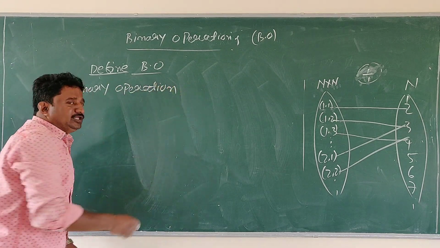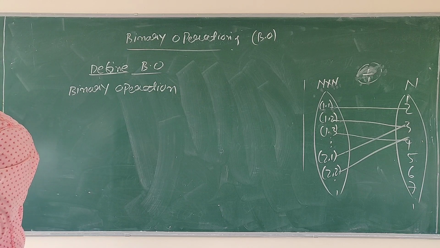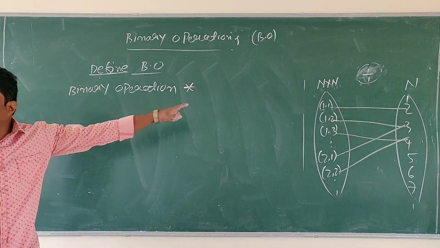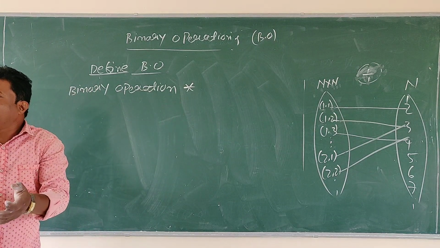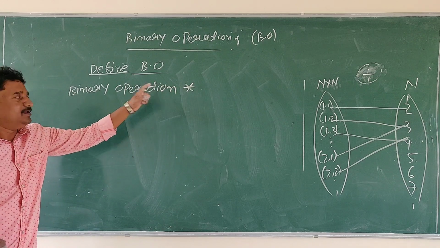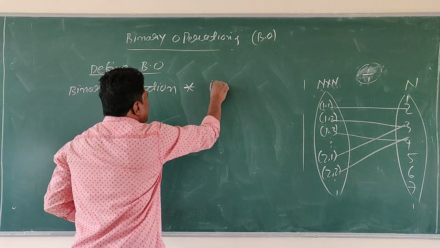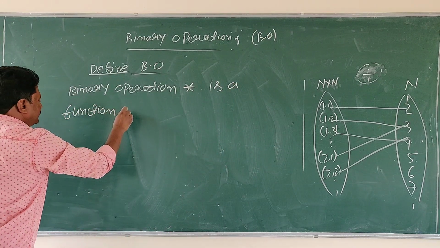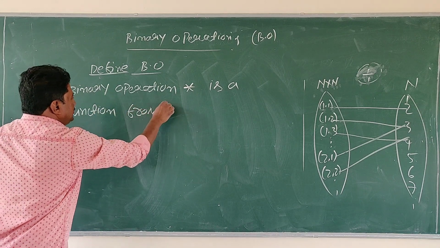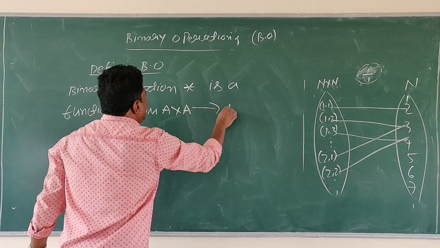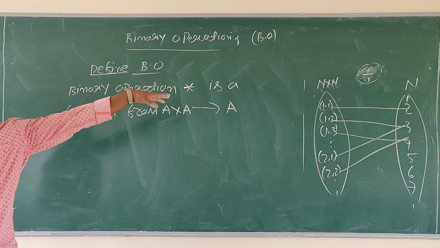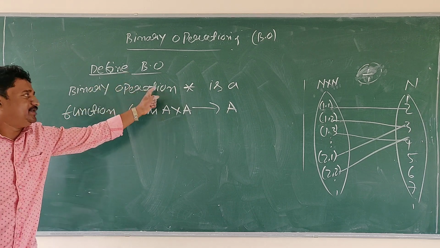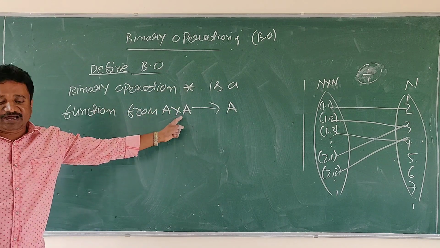Instead of taking plus, minus, into, divided by, I take a general operation. The general operation has star. Instead of plus, minus, into, divided by, here I am taking star. Binary operation star is a function from A cross A to A. In the place of N, I am taking a general set A. Define binary operation: binary operation star is a function from A cross A to A.